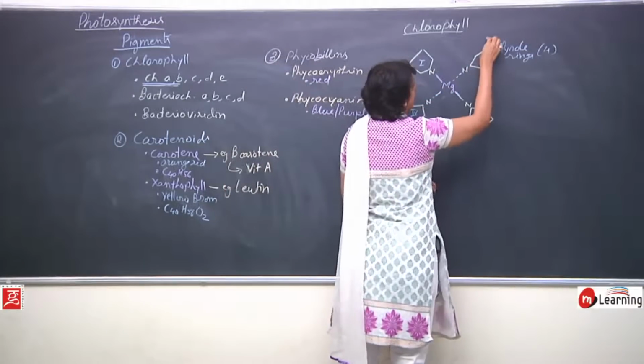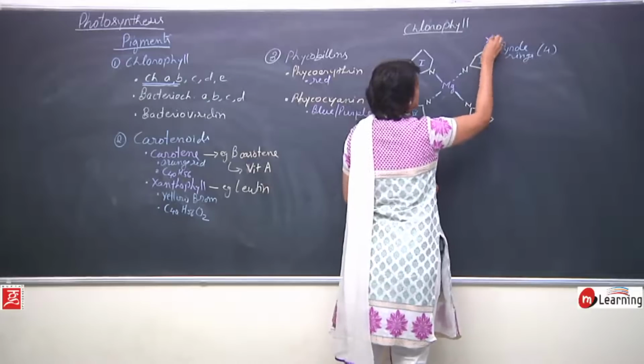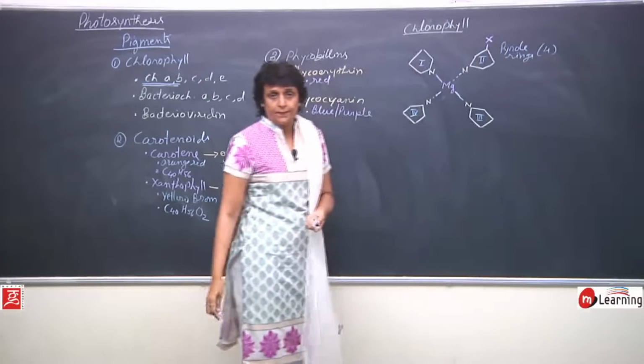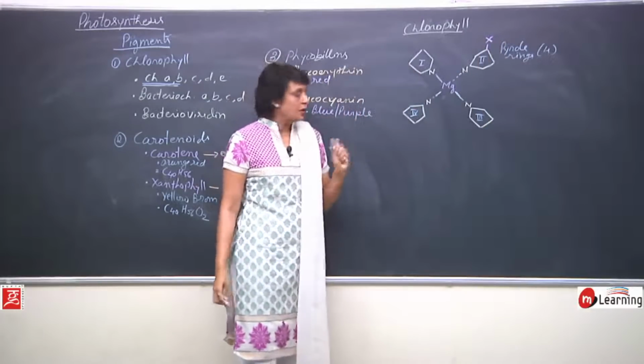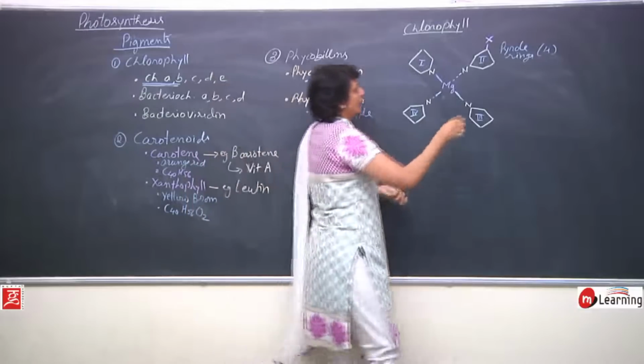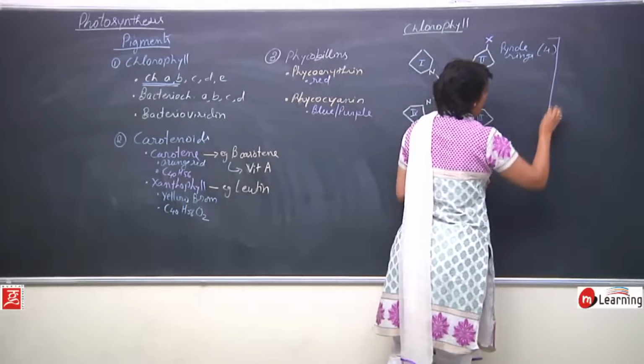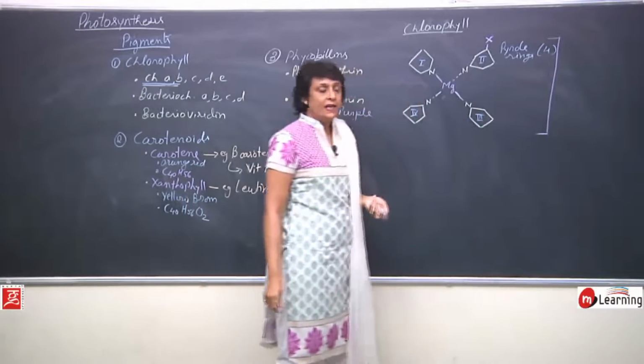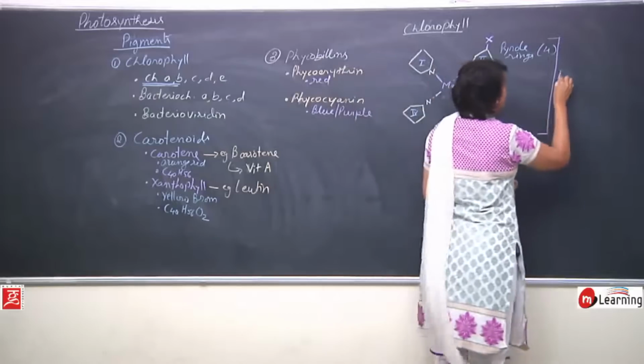In the ring 2, there is a position which is called X. We will come to that X position in a minute. This structure makes the head. It is called porphyrin head.